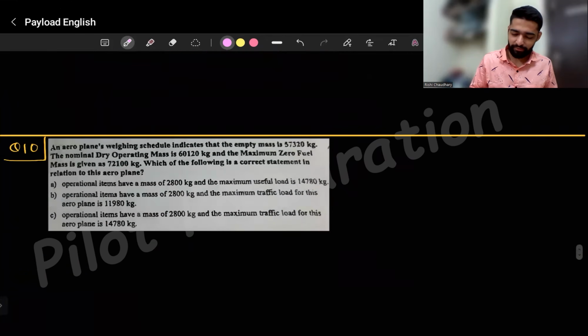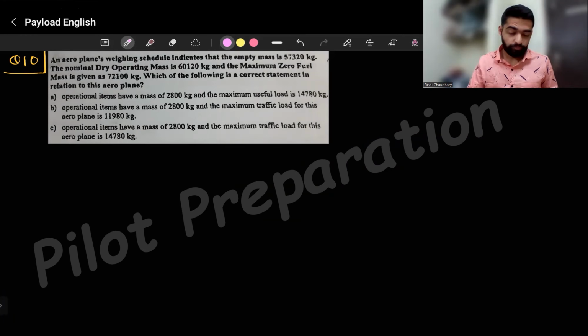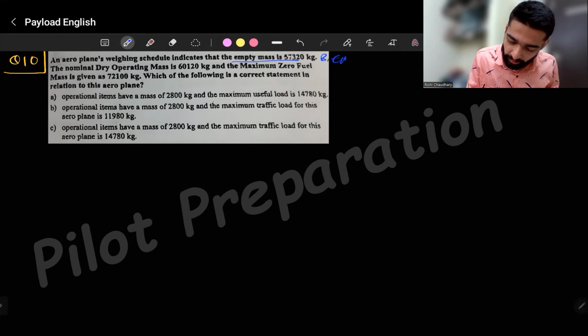I don't know how this becomes a ninth question. We have arrived at question number 10. An aeroplane's weighing schedule indicates that the empty mass is 57,000. Empty mass means basic empty mass is 57,320. Normal dry operating mass (DOM) is given as 60,000 and maximum zero fuel mass is given as 72,100 kg. Which of the following is a correct statement in relation to the aeroplane?